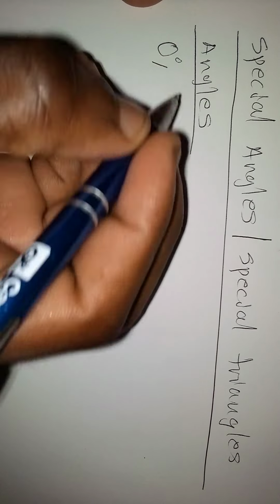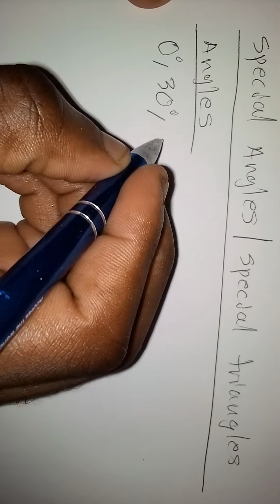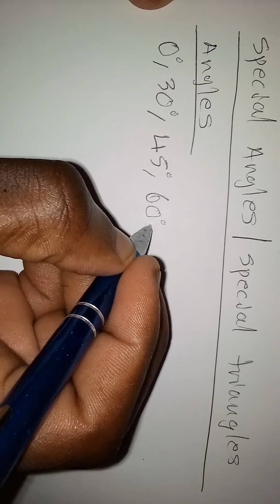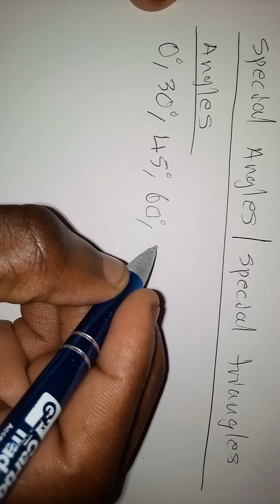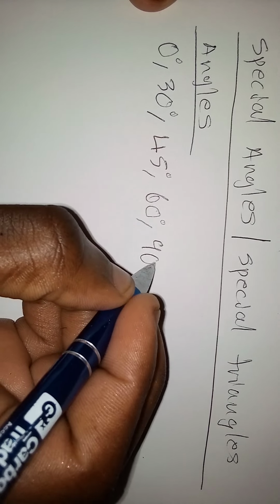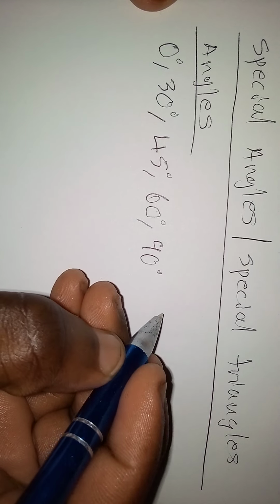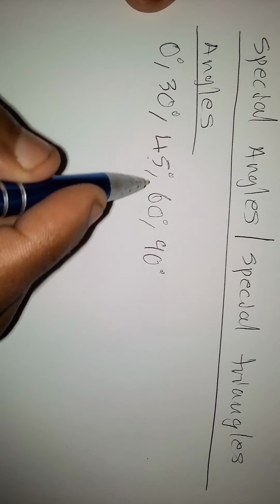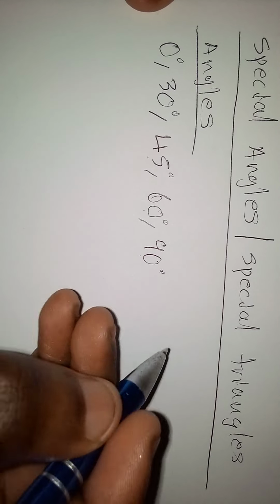Okay. So let me start with angles. The special angle 0 degrees. Then we have 30 degrees, the special angle. 45 degrees, the special angle. 60 degrees is a special angle. 90 degrees is a special angle. So it will be 0 degrees, 30 degrees, 45 degrees, 60 degrees, and 90 degrees.